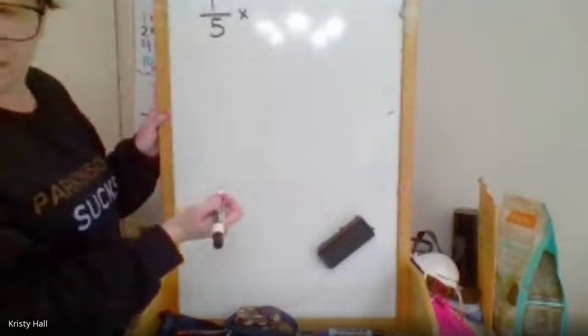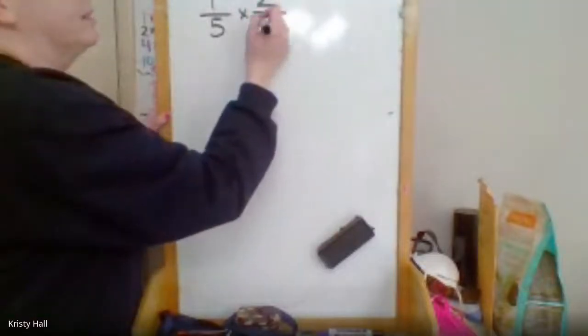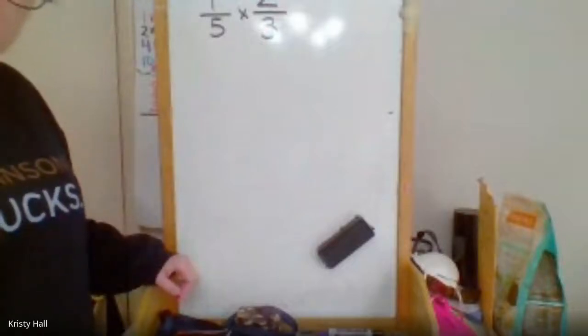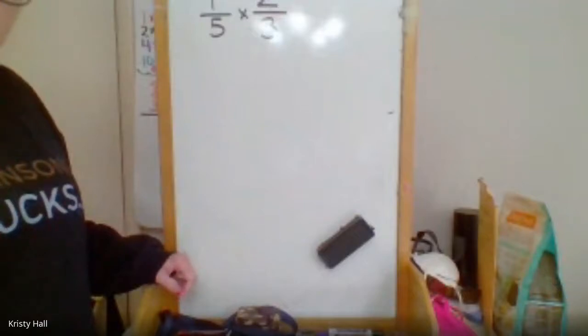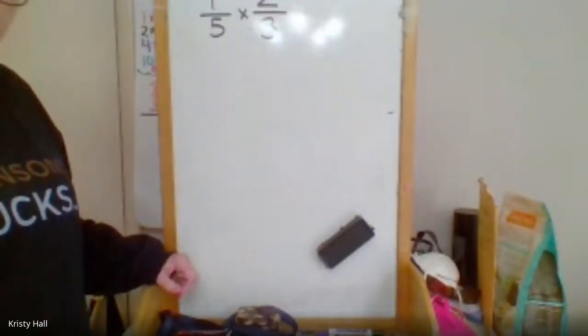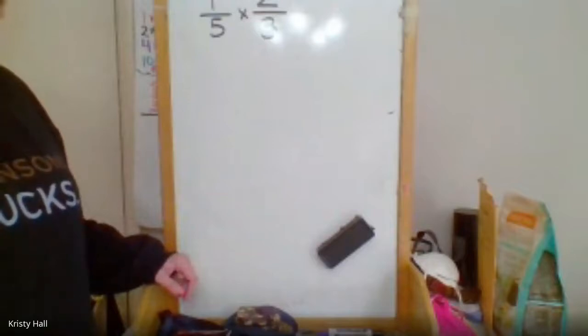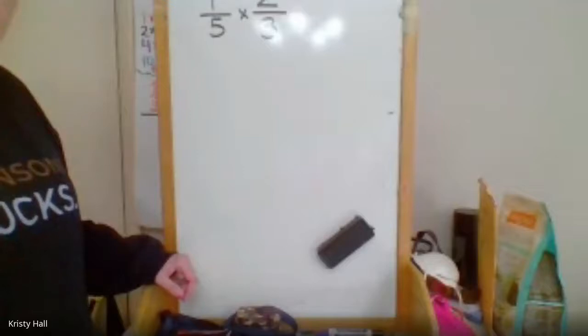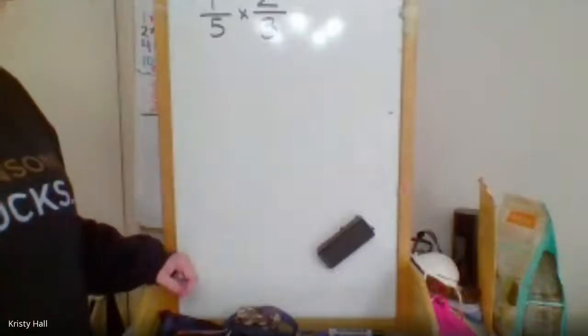1/5 times 2/3. Okay. Can somebody explain what our strategy would be? You can click unmute to talk. If you can explain how we would solve this. Let's have Julie. Julie, can you tell us how we would go about solving this? You would multiply the numerators together, and then you would multiply the denominators together. Awesome. Thank you.